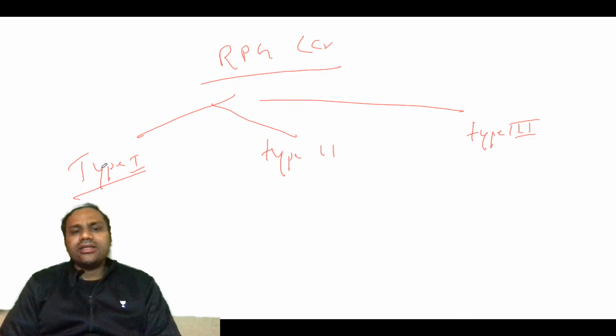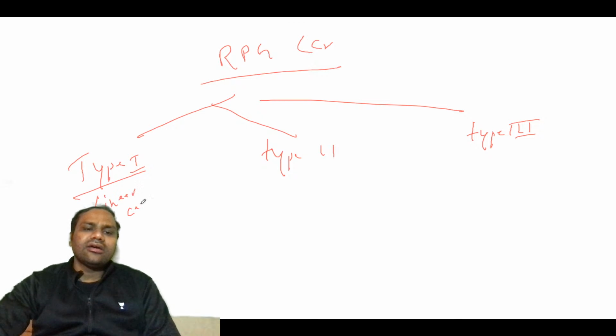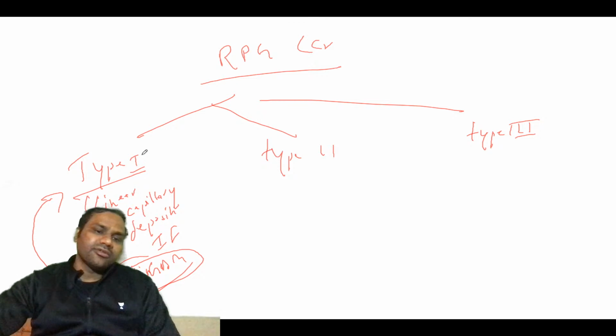Type 1 are your linear capillary IF deposition, basically what we call anti-GBM. Linear capillary deposition is seen only in anti-GBM. So basically this is type 1 rapidly progressive glomerulonephritis.